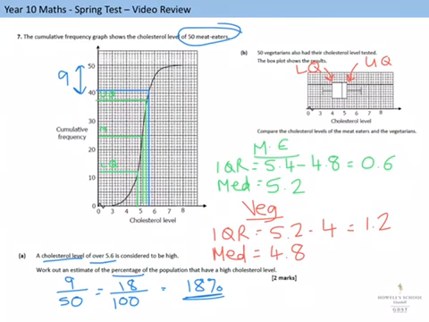The second point we want to talk about is the average, and it's important that we use the word average because it tells them that we know what the median actually means. So the comment we're going to talk about for the median is that on average, vegetarians have a lower cholesterol level than meat eaters because the median is lower.